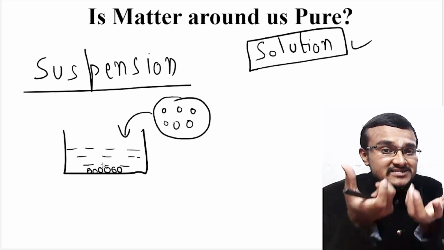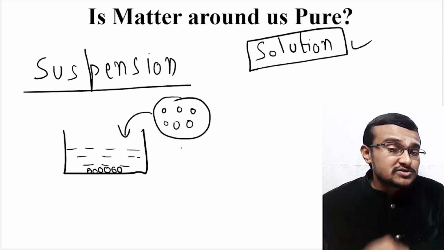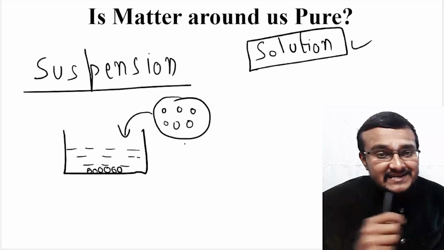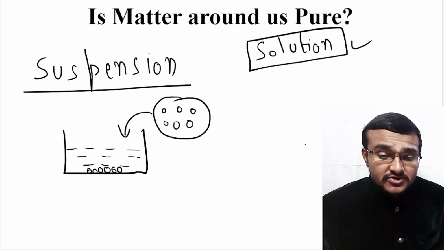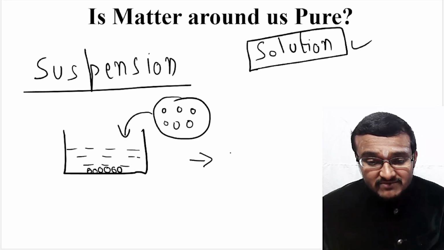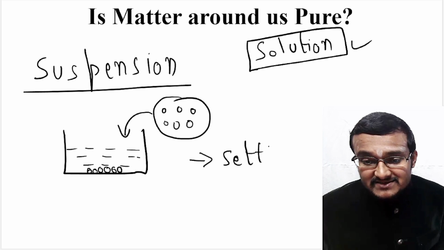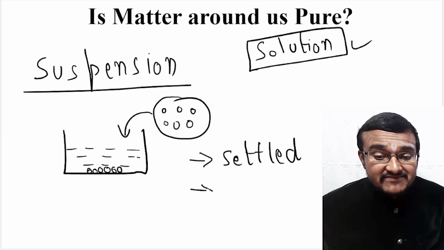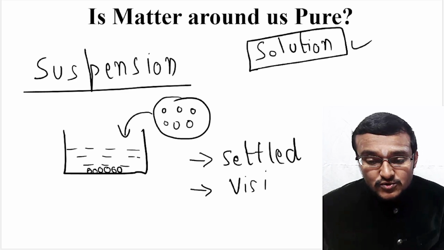That's why this is known as suspension. Because sand cannot homogeneously mix with water, the particles get suspended and settled at the bottom surface of the water. One important point you should remember is that they get settled at the bottom surface of the liquid and they will be visible to the naked eye.